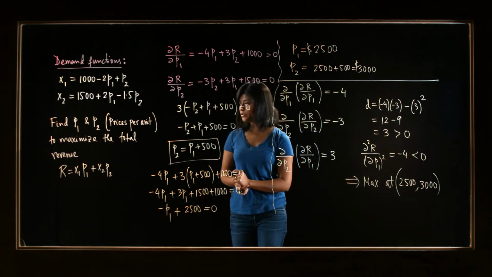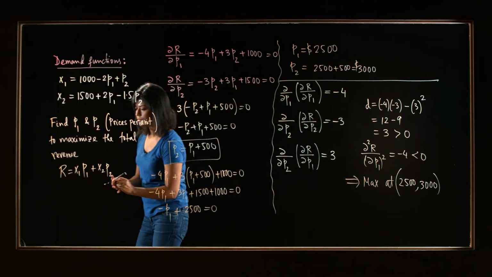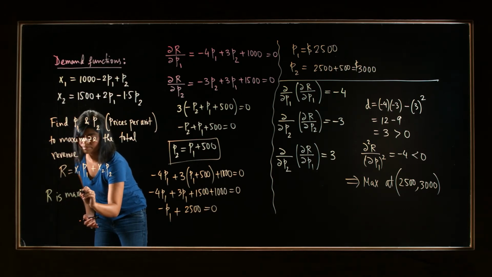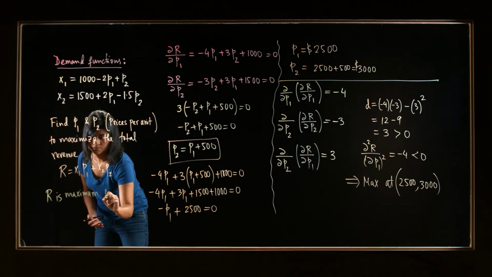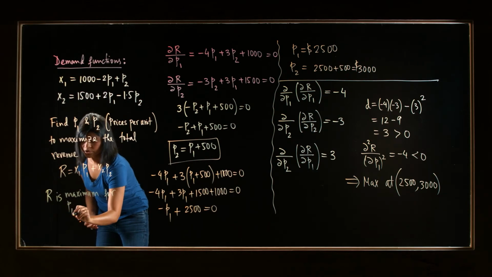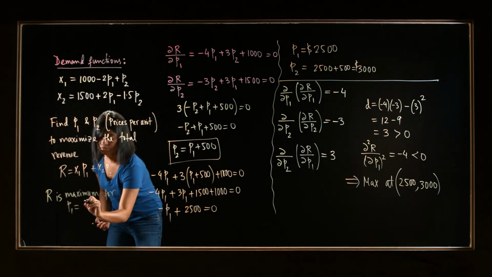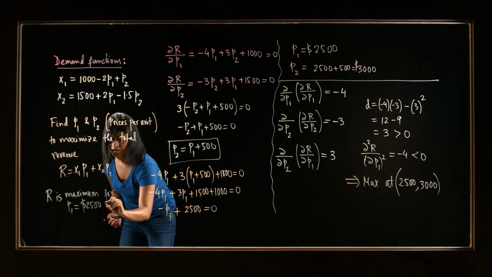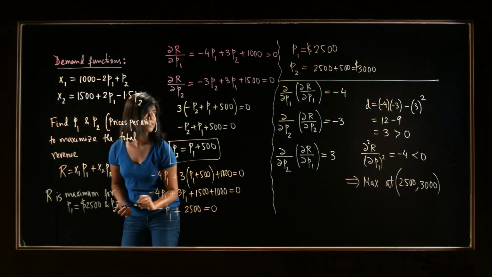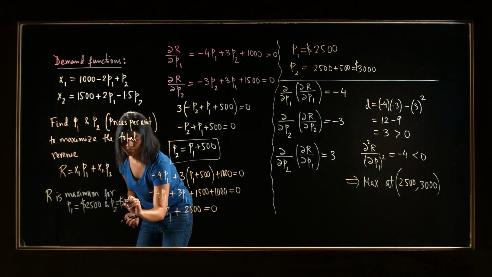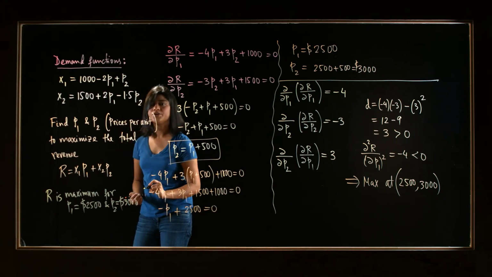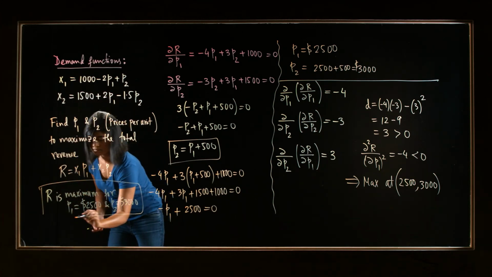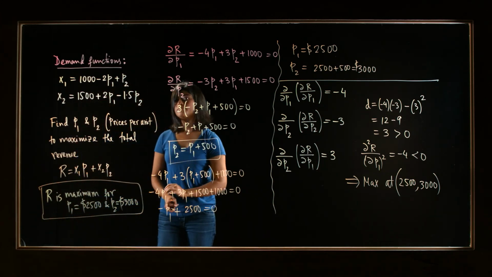And so we can conclude that our revenue, R, is maximum for price P1 of $2,500 per unit, and P2 of $3,000 per unit. So that concludes this problem.